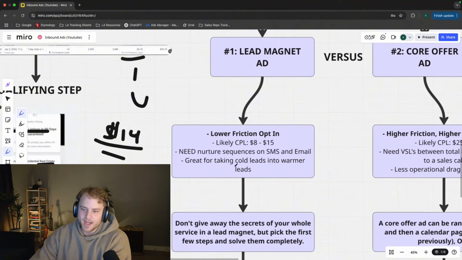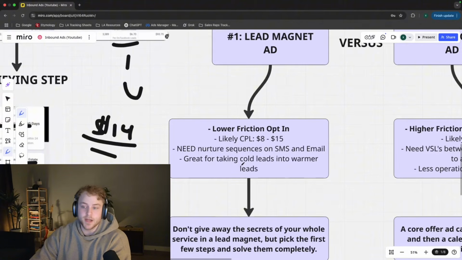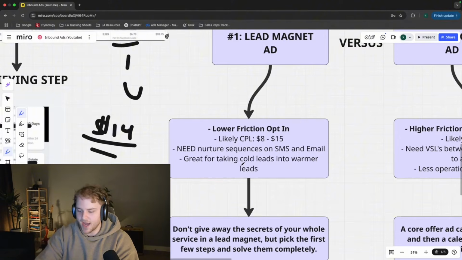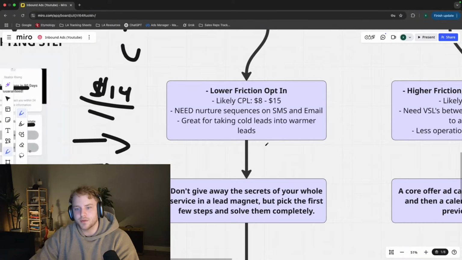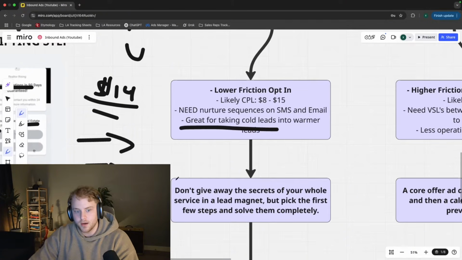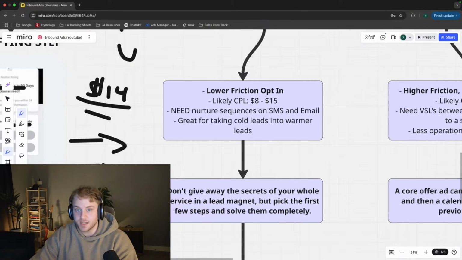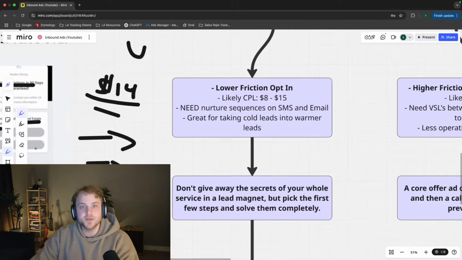We're going to be talking about operational drag in a second. When you're doing ads and you have more steps, running it to a lead magnet and then following up with them to get them scheduled, it's going to be absolutely more operational complexity. There's a lot more metrics you need to track and a lot more things you need to do, but it still works. And this is great for getting a crap ton of cold leads, their contact information, and then using your lead magnet to warm them up.